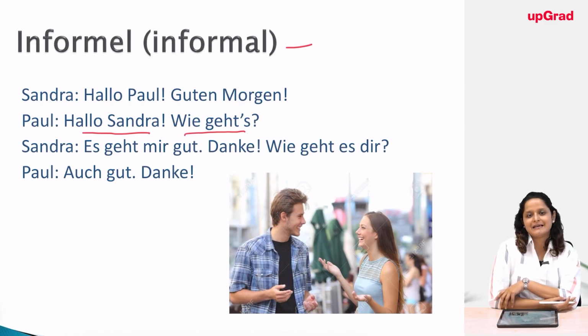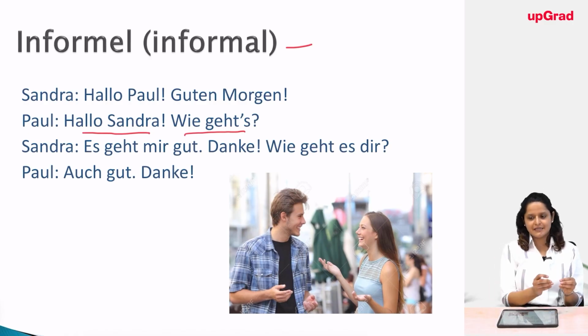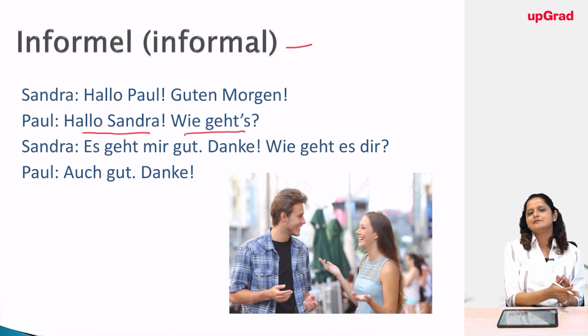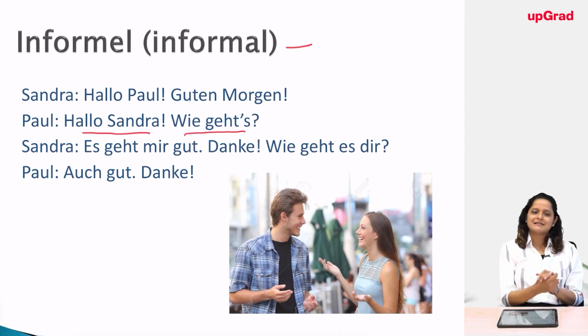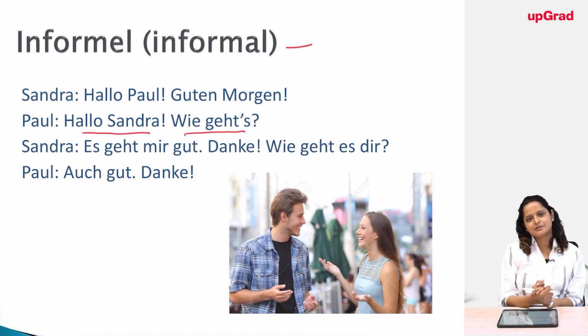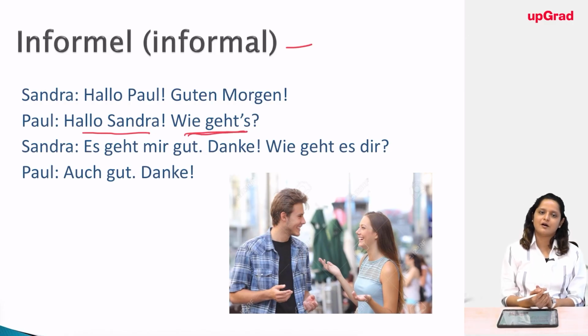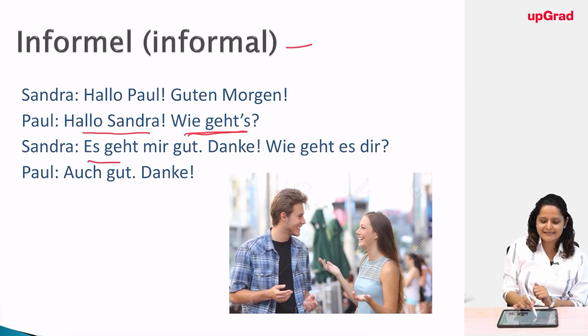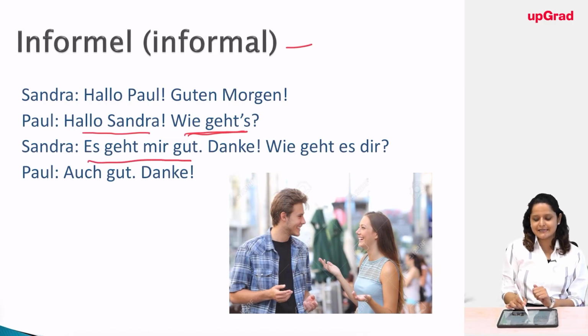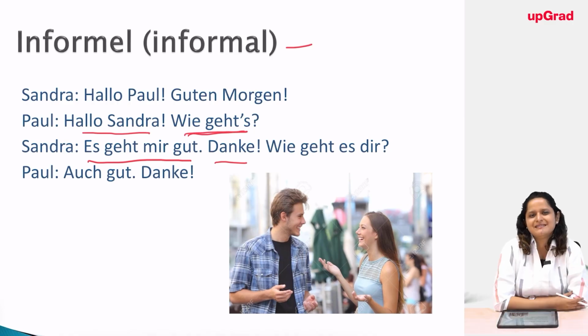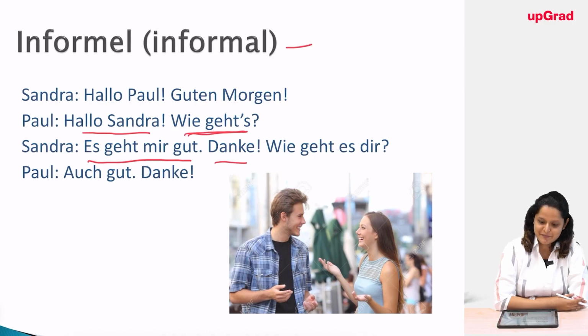So when we apply the formal and the informal, it applies to such basic levels as well. As simple as a how are you, that also needs to be formal or informal. So wie geht's is an informal way of saying how are you. The response to that can be Es geht mir gut, danke, which means I am doing very well, thank you. You always want to say a thank you because you don't want to sound rude.